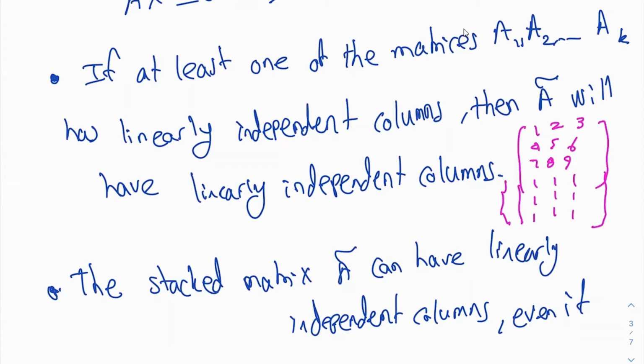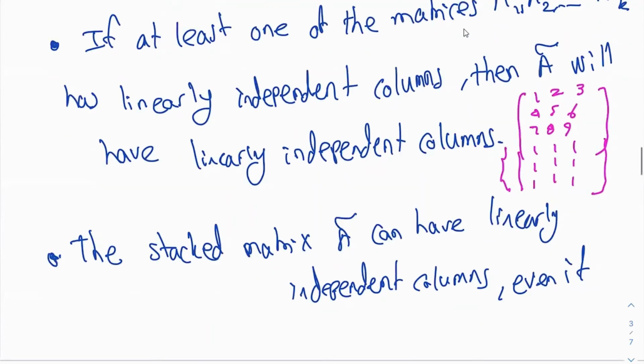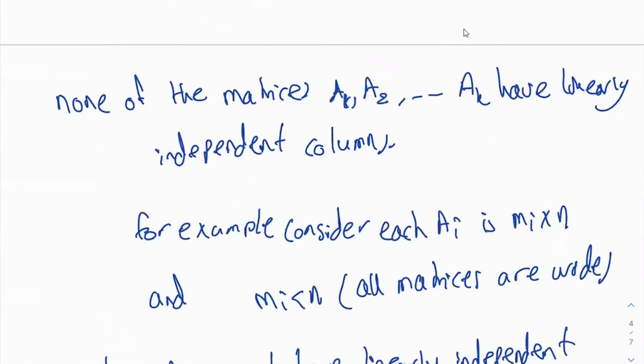Okay. But about this stacked matrix, I want to tell you something interesting. This stacked matrix A tilde or A bar can have linearly independent columns even if none of these A1, A2 all the way to AK matrices have linearly independent columns. That's very interesting. Meaning that if all of them have linearly dependent columns, still the matrix A tilde or A bar can have linearly independent columns. Let's take a look at that. I'm saying that if none of the matrices have linearly independent columns, still the stacked matrix can have linearly independent columns. Okay. Under what case is this even possible?